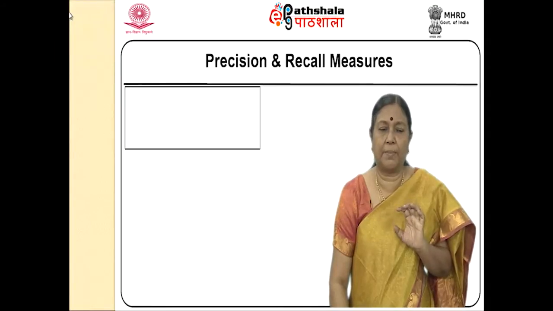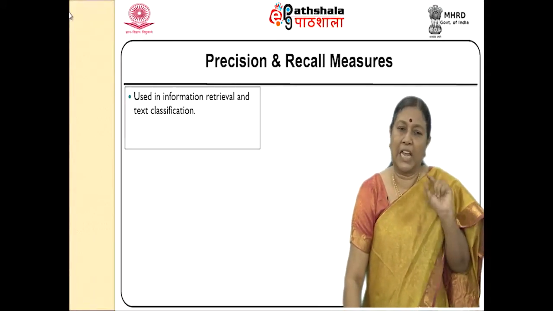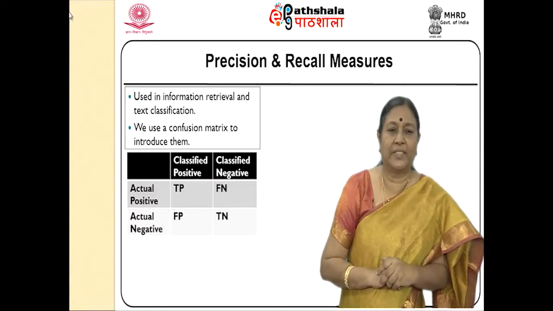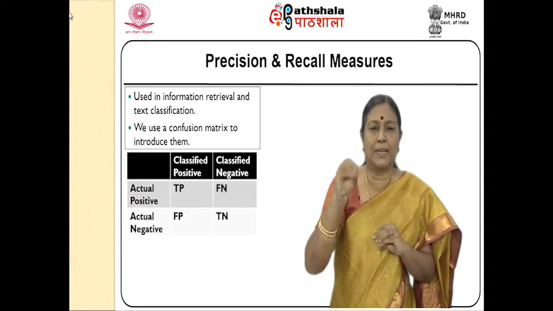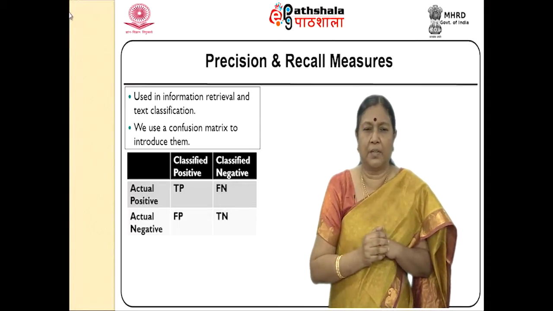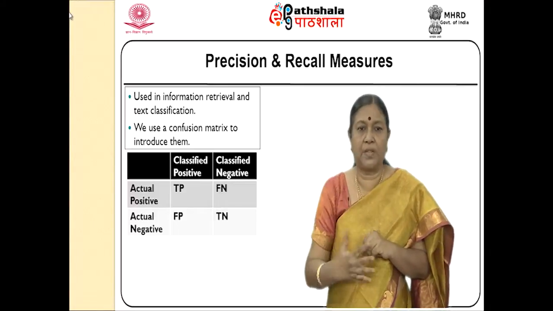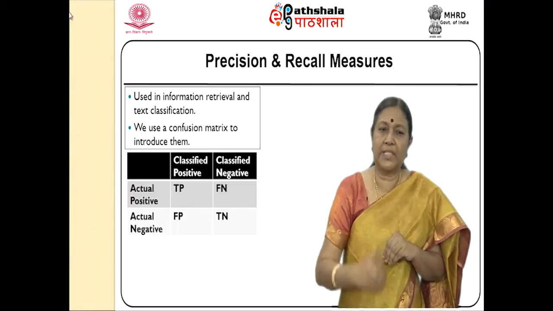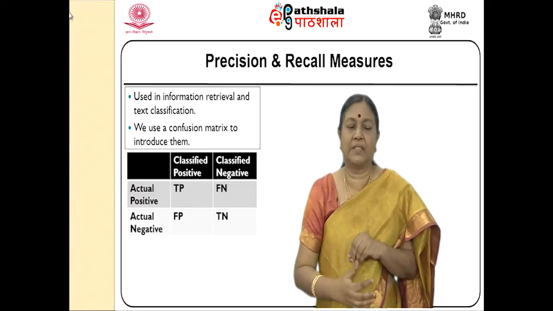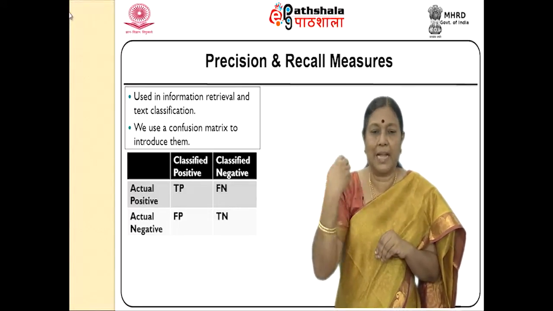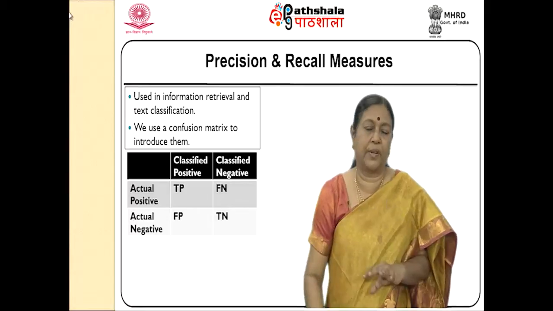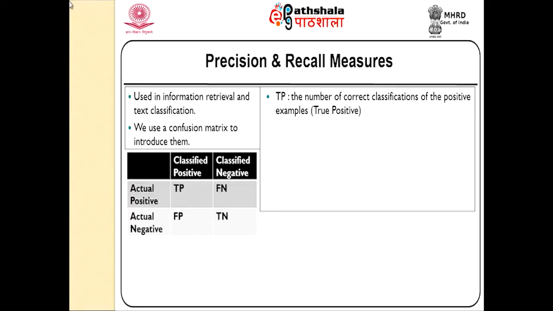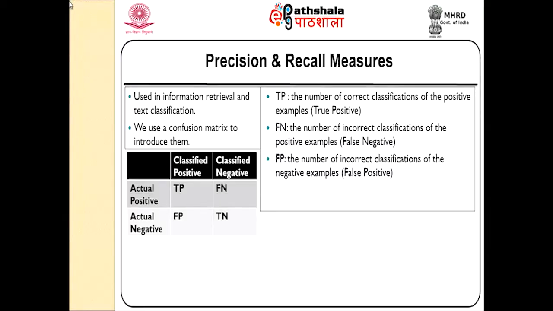Now, there are precision and recall measures that are again used for classification, especially in information retrieval and text classification. You use a confusion matrix here. So, you have positive samples and negative samples. The actual positive which is classified as positive is called true positive. The actual positive which is classified as negative is called false negative, and the actual negative which is classified as positive is called false positive. The actual negative which is classified by the system as negative is called true negative. So, these are the 4 terms that we are going to use here.